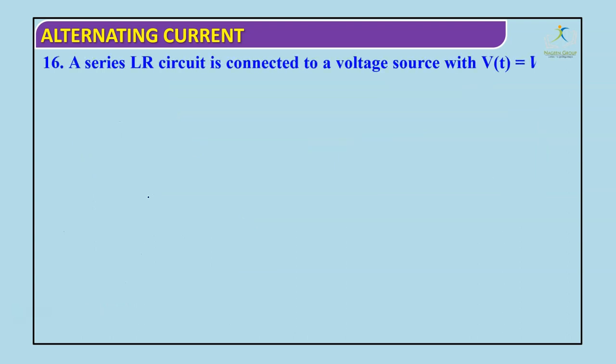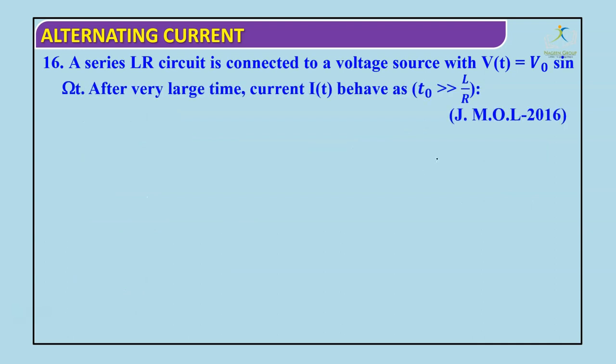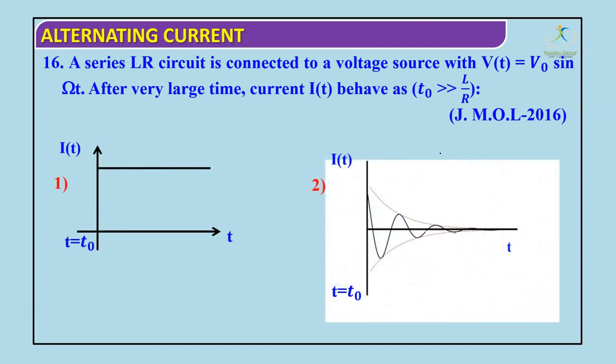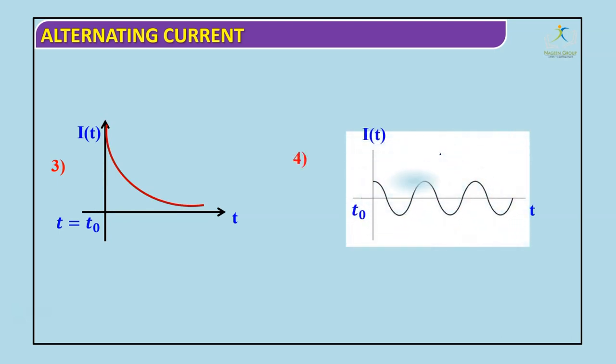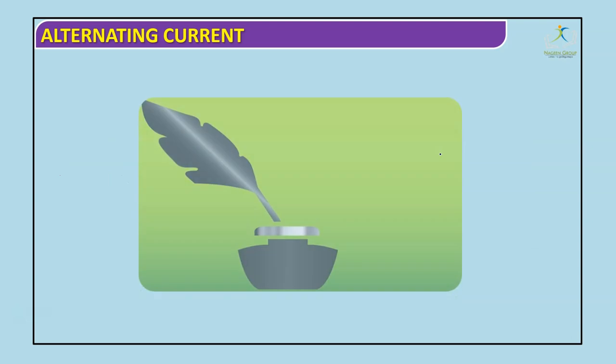Next question, we have a series LR circuit connected to a voltage with V of t is equal to V naught sine omega t. After a very large time, current I of t behaves as t is greater than L by R. For this situation, these are the diagrams, among which one is the correct? So the correct answer is the fourth one.